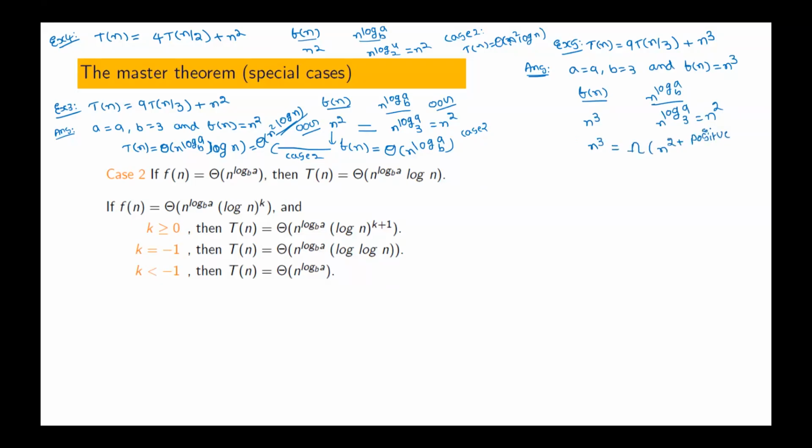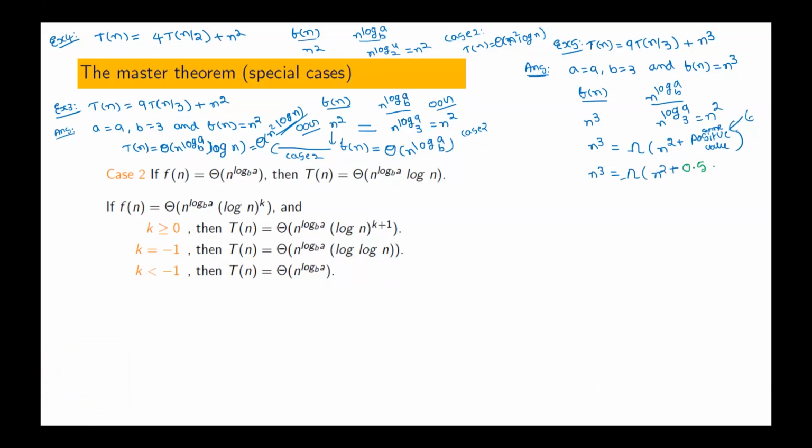Yes. Some positive value, this is our epsilon. What is epsilon value here? n cubed can be written as big omega of n square plus, please tell me that value. We can take 0.1, 0.2, any value.